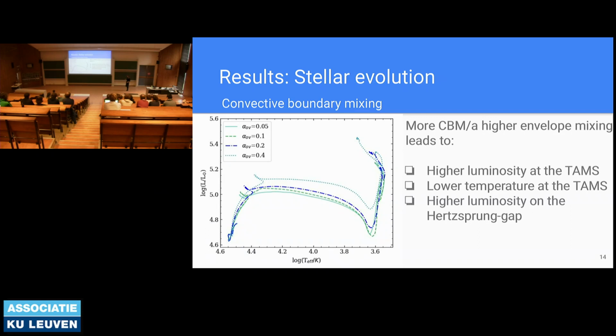So more convective boundary mixing or higher envelope mixing leads to a higher luminosity at the TAMS, which is this nice little loop over here. We get lower temperatures at the TAMS, and we get higher luminosities on the Hertzsprung gap, which is this area where the star moves very quickly from this side to that side of the diagram.